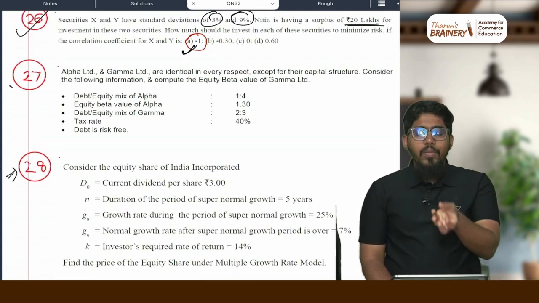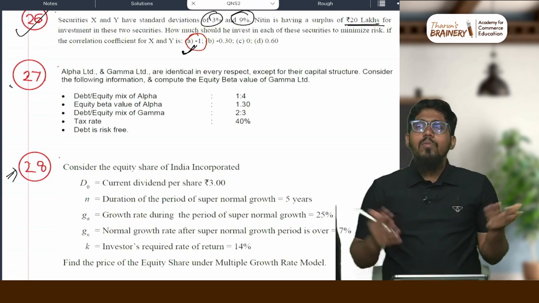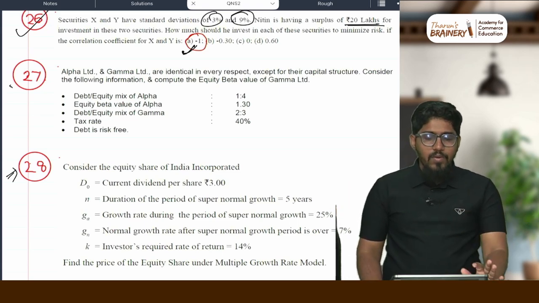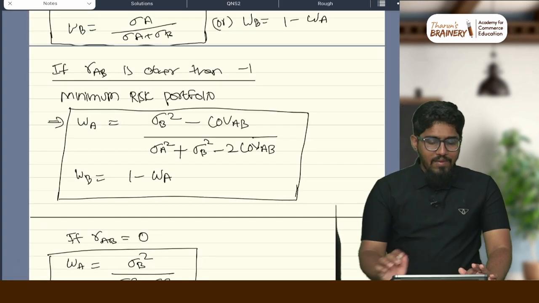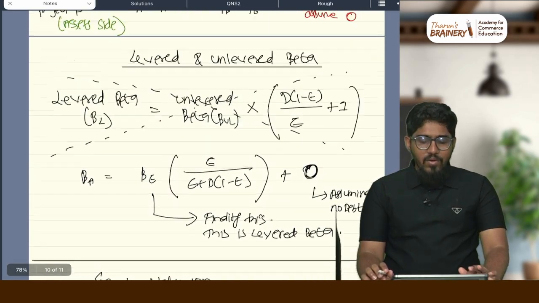What is called project beta, asset beta, levered beta, unlevered beta. Correct? One more concept. Suppose this question is asked, you all will be blank. Oh sir, what does unlevered beta mean? See, very simple. I've even given you notes for that: project beta, asset beta, levered beta, unlevered beta.